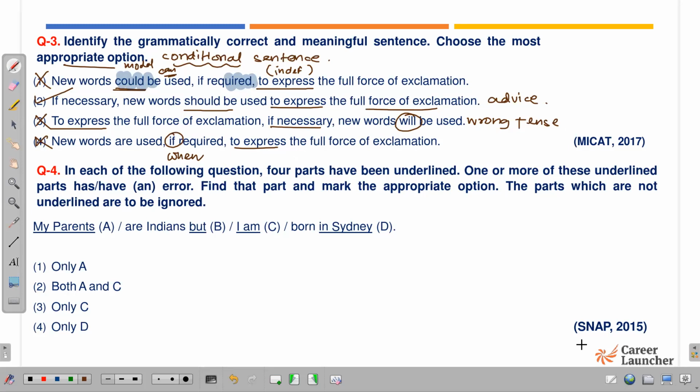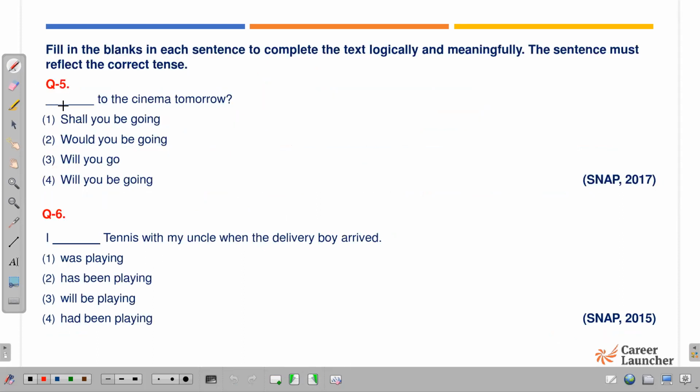Now, a SNAP 2015 question. You have to identify the part of the sentence that has the error. So I think the parents should have been singular. That's definitely A. And then I was born, not I am born. This is present, which is wrong. So both A and C. Quite an easy question. Look at the next one.